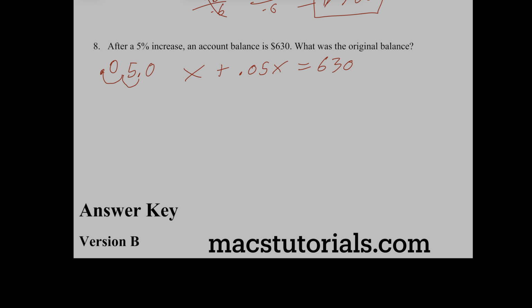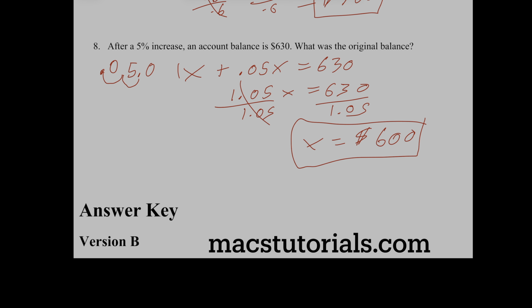So, let's do the math. That's 1x plus 0.05x, so it's 1.05x equals 630. When I divide each side by 1.05, boom, x equals, what is 630 divided by 1.05? And I'm going to get, well, that's an ugly equal sign, $600. Okay? So it was 600. It increased by 5%. Hey, I'm at 630. I made $30. That's always a fun day.